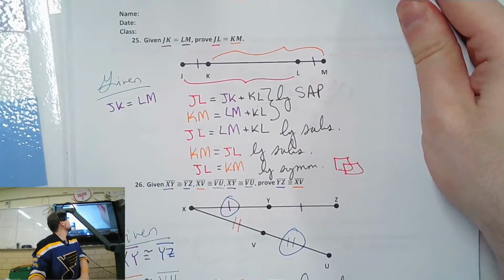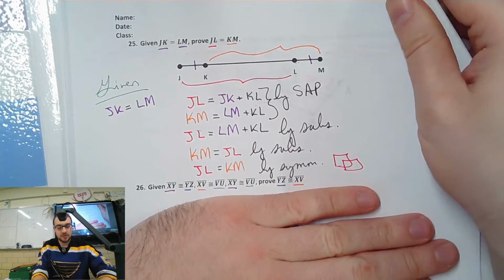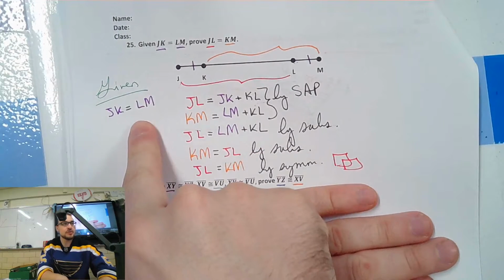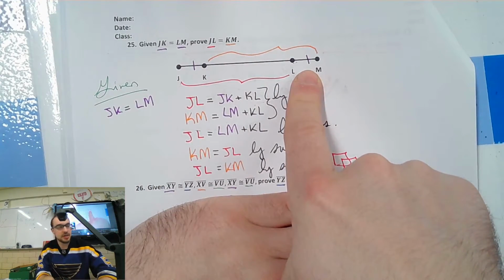25. The only thing funnier than 24. This is the one that everybody got confused on. That's confusing. All right, so here's the idea. Let me break it down for you. They give us that JK and LM are the same, so I did them in the same color. That's probably smart. Check it out. JK and LM. They're the same.